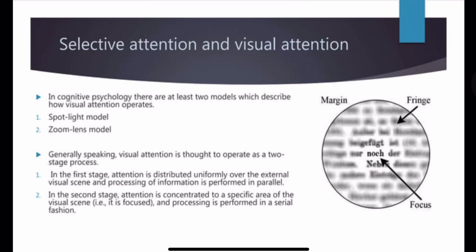In the first stage, attention is distributed uniformly over the external visual scene and the processing of information is performed in parallel. In the second stage, attention is concentrated in a specified area of the visual scene, in focus, and processing is performed in a serial fashion.